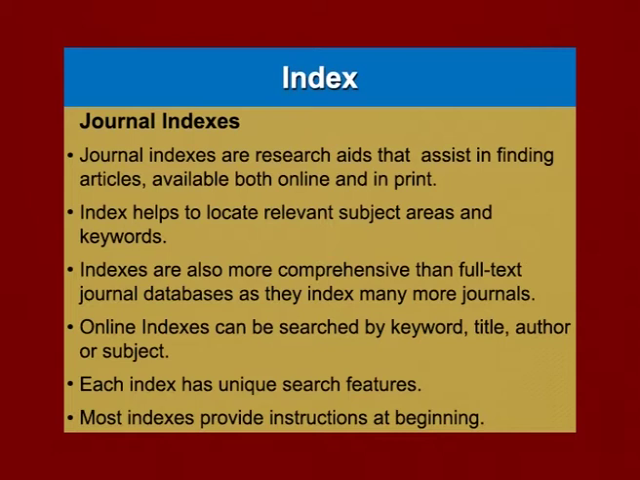Indexes are also more comprehensive than full text journal databases. How? Because any full text journal database can probably cover hundreds or thousands of journals, but an index of journals covers many more thousands of journals together. Let me actually show it with some example to you. Online indexes can be searched with the help of keywords. Each index has some unique search features, and most indexes provide how-to-search kind of instructions.